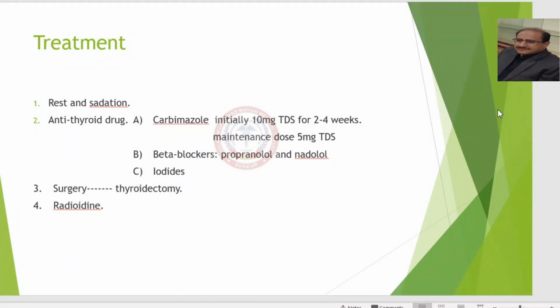If the patient is a young one, if the patient is a literate, educated person living in the urban areas, it's better we go for the total thyroidectomy and advise the patient that your whole thyroid tissue is removed and you have to take thyroxine supplementation for whole life regularly so as to avoid hypothyroidism.